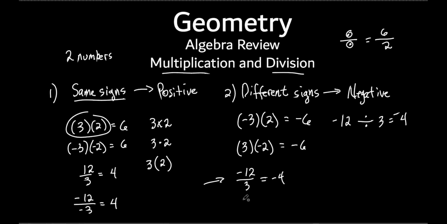All right, what if you had 12 divided by -3? That's still -4. Again, it doesn't matter which one's the bigger one. As long as you have one positive and one negative, that's what you care about.